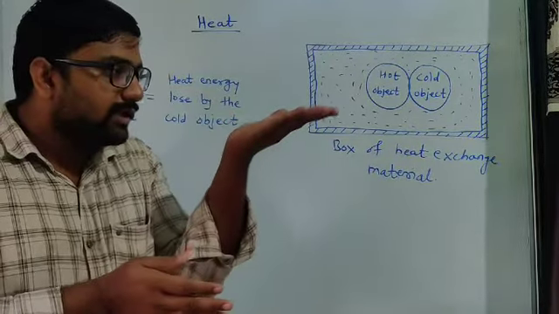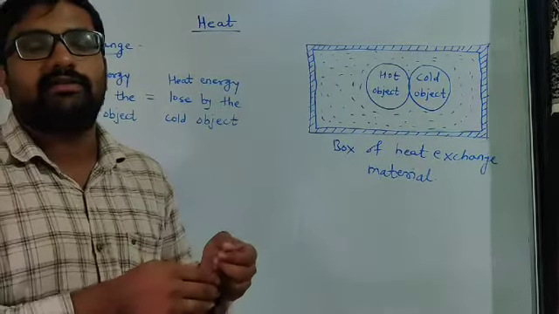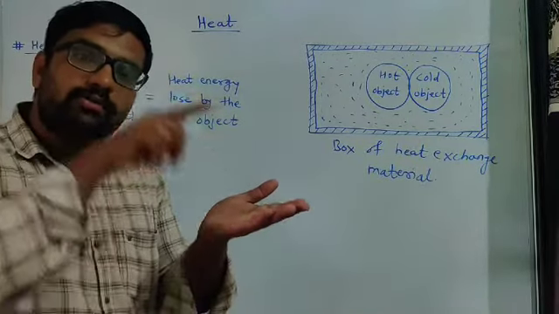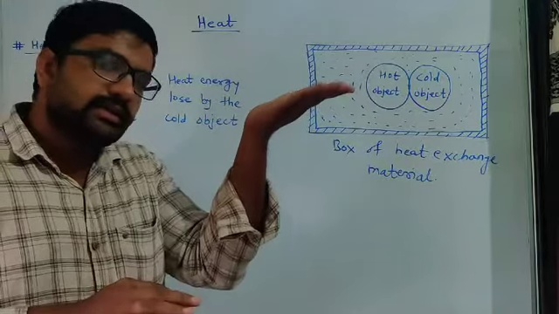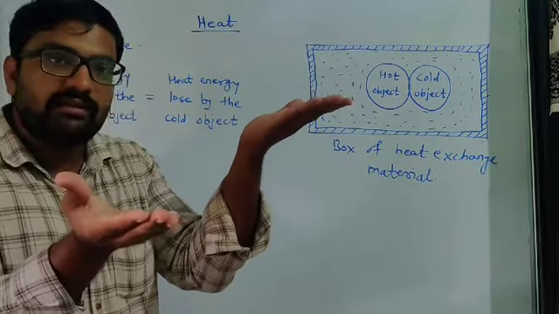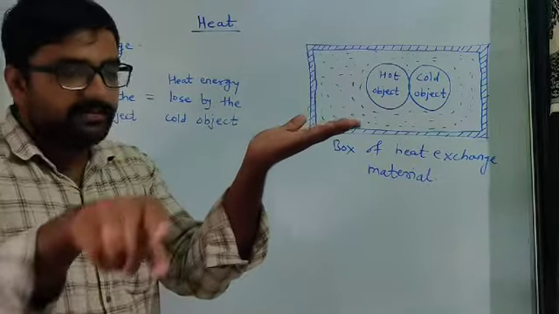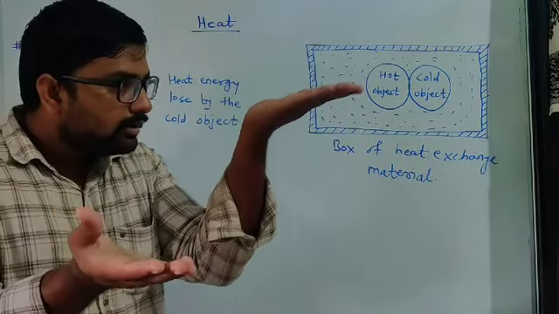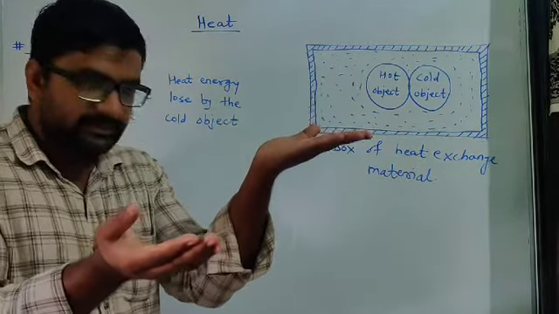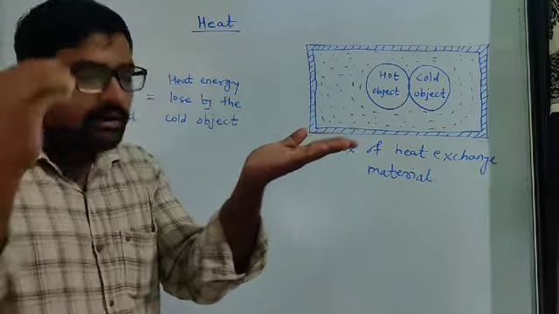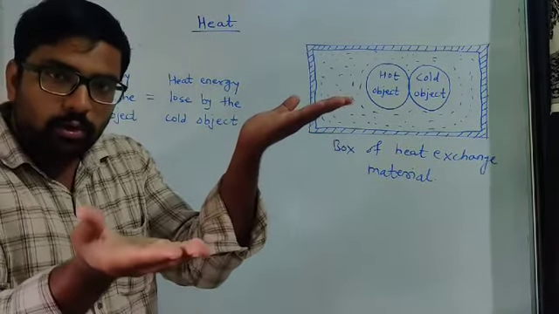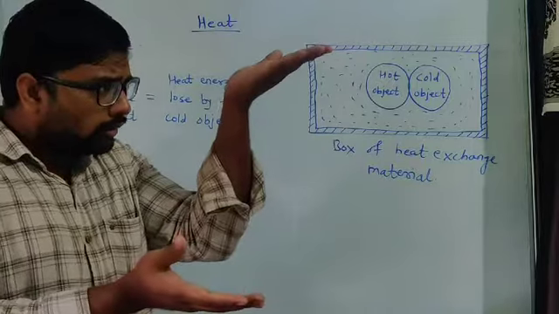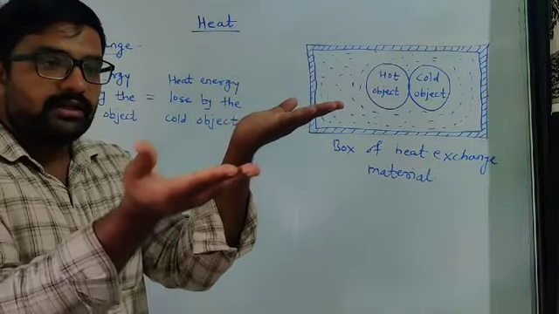Now we consider one at 30 degrees Celsius and one at 0 degrees Celsius. Heat exchange there, no doubt about that, is from the hot object to the cold object. So what happened due to the exchange of heat energy? The temperature of the hot object decreases, and simultaneously that heat energy is absorbed by the cold object, so its temperature starts to increase. So the hot object's temperature decreases and the cold object's temperature increases.